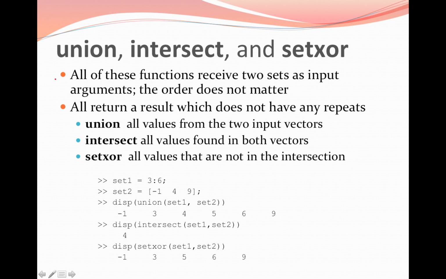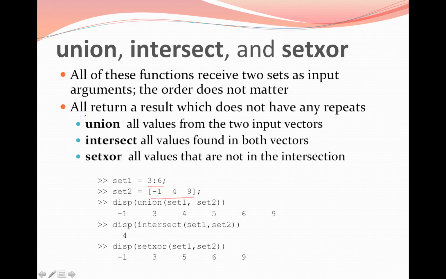So in this particular case, we have set 1, which is 3, 4, 5, 6, and set 2, which is -1, 4, 9. So the union gives us all of the combined values from those two vectors in sorted order. So -1, 3, 4, 5, 6, 9.